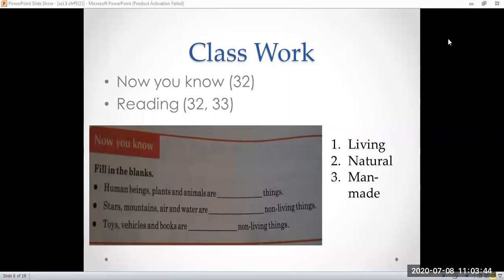Teacher, I have done filling the blanks. Okay, start. Teacher, I have also done. Okay, students, have you done it? Yes, teacher. Okay, Samaha.